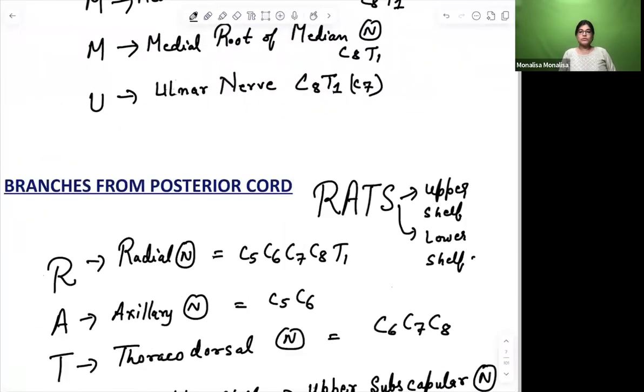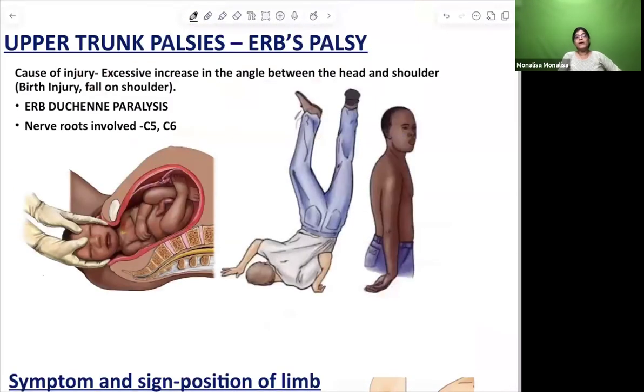Now, clinical anatomy. There are two kinds of injury. One is upper trunk brachial plexus injury. The other is lower trunk brachial plexus injury. When I am talking about upper trunk brachial plexus injury, the nerve roots involved in this case are C5 and C6.